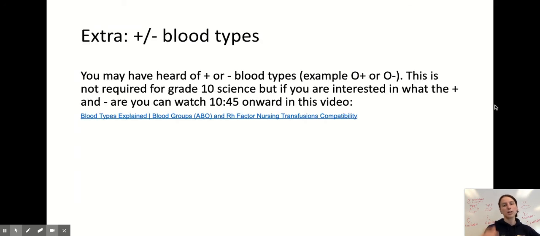There is one more thing that I just want to mention. I'm not going to go into detail on this, but you've probably heard of A positive or AB positive or O negative. We put positives and negatives on the end of blood types often, and that's due to another antigen called the Rh antigen. You don't need to know about that for Science 10, but in Biology 11 you get into it, and it's actually really interesting. If you want to know more about that, there's a link to a video here, and you can watch past 10:45 in it, and it is pretty interesting stuff.